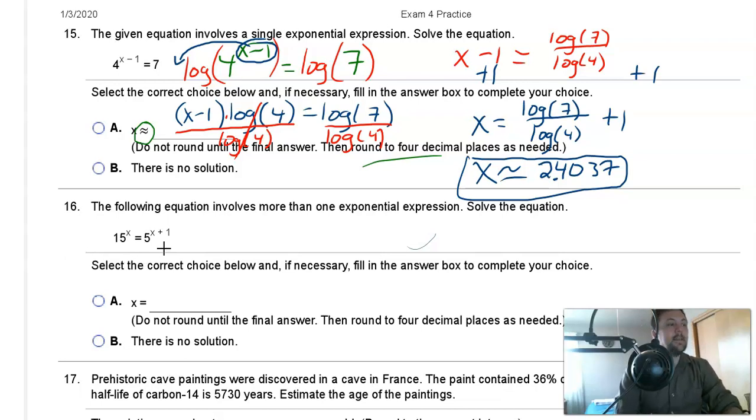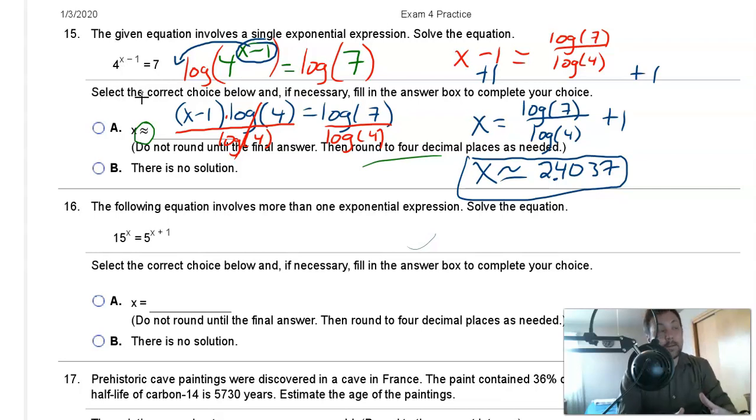For number 16, solving an equation with 2 exponential expressions, you're going to use the same strategy. You will use a logarithm to get these exponents down to the ground level. You'll choose log base 10 here because you can plug that into your calculator, but also because you can't use the trick that you can use in number 15.